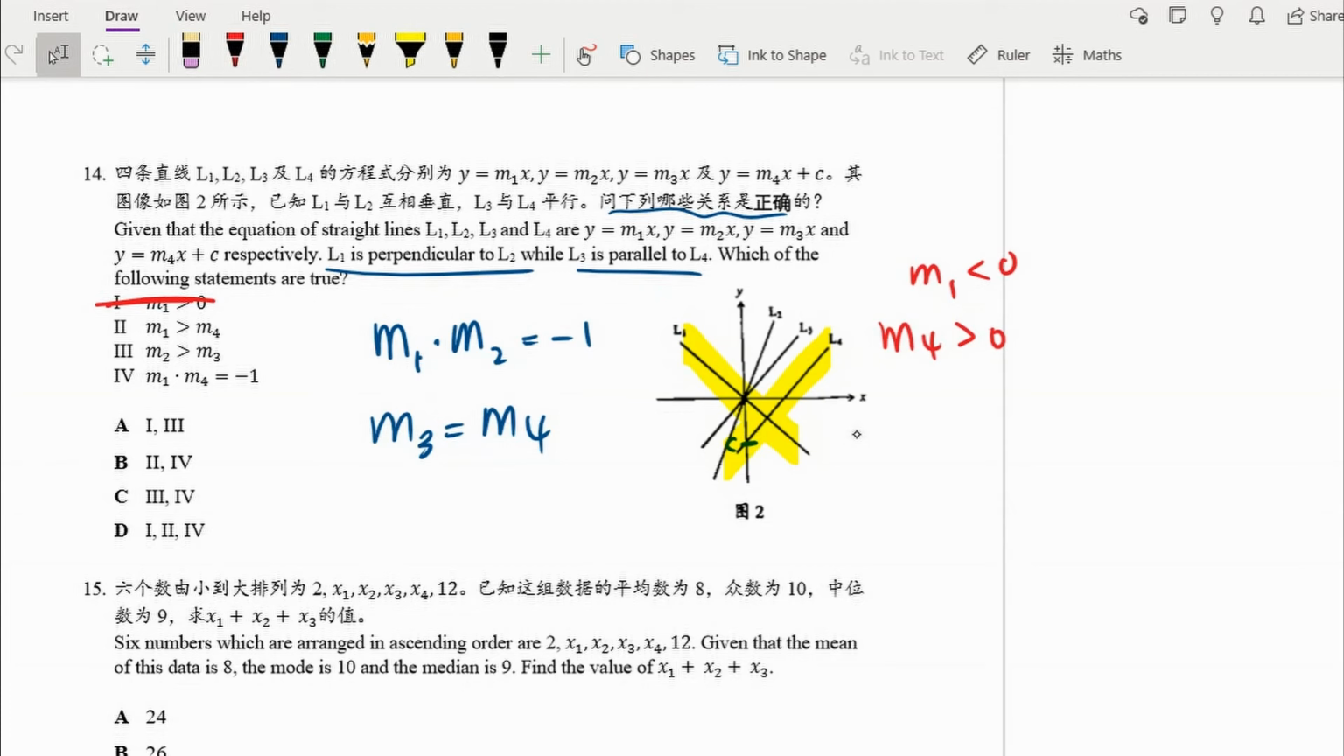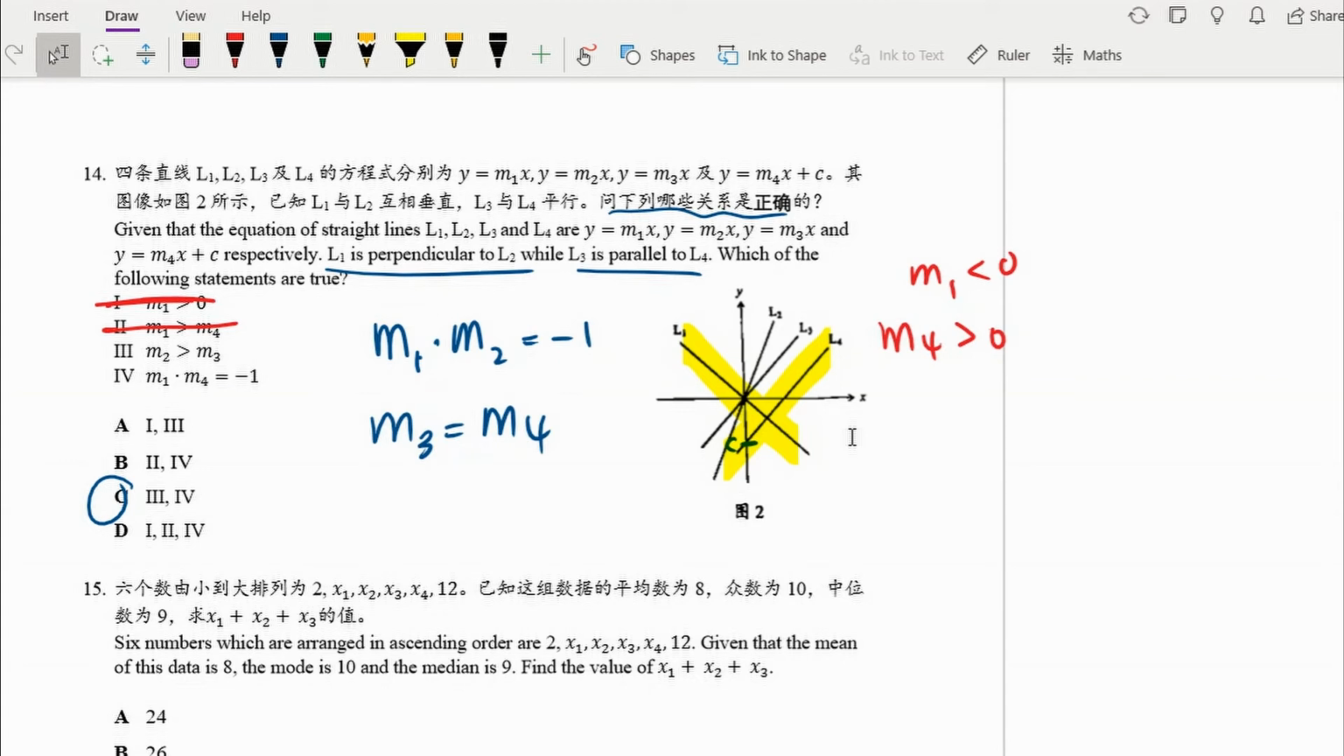But anyway, since M1 is negative and M4 is positive, it's impossible that M1 is greater than M4. So statement 2 is false. And we can directly see the answer already. The answer should be C. But never mind, let's check the third and fourth statements.